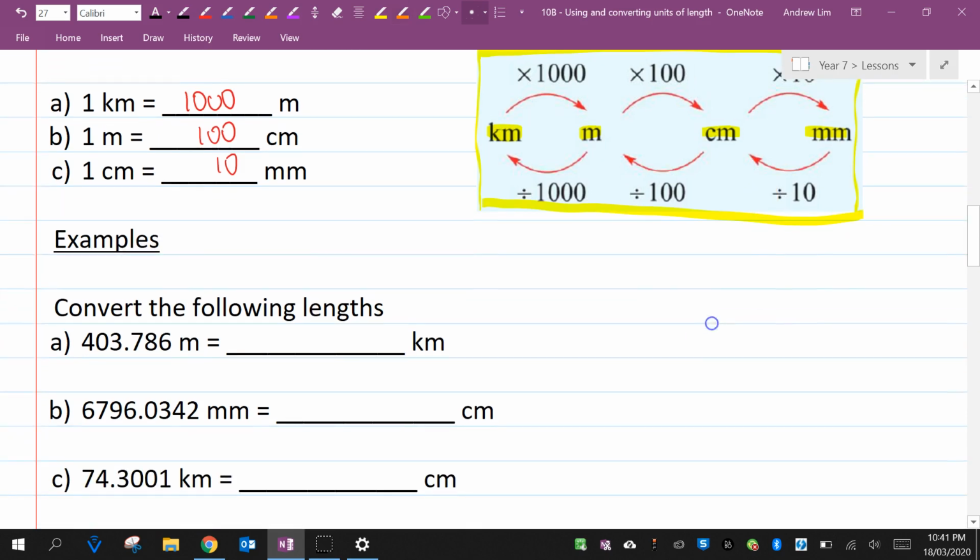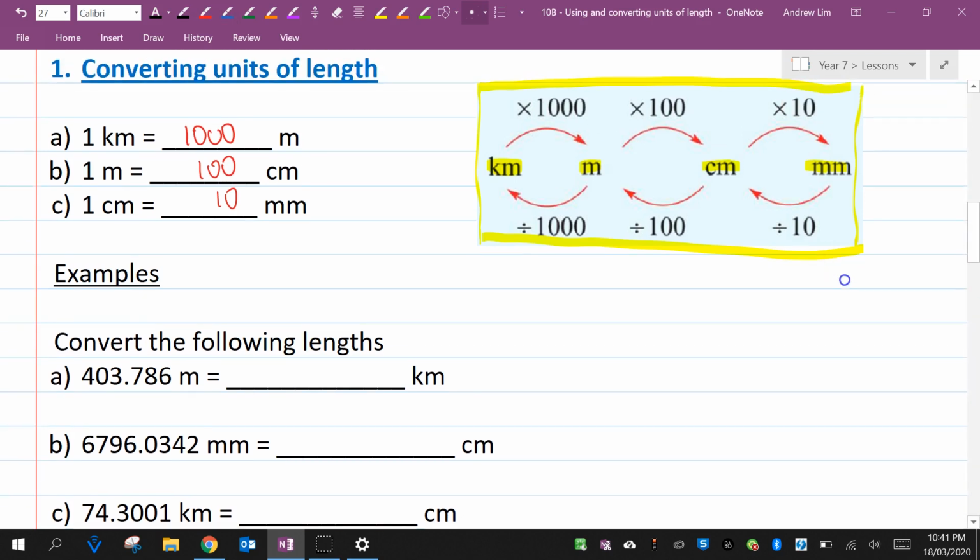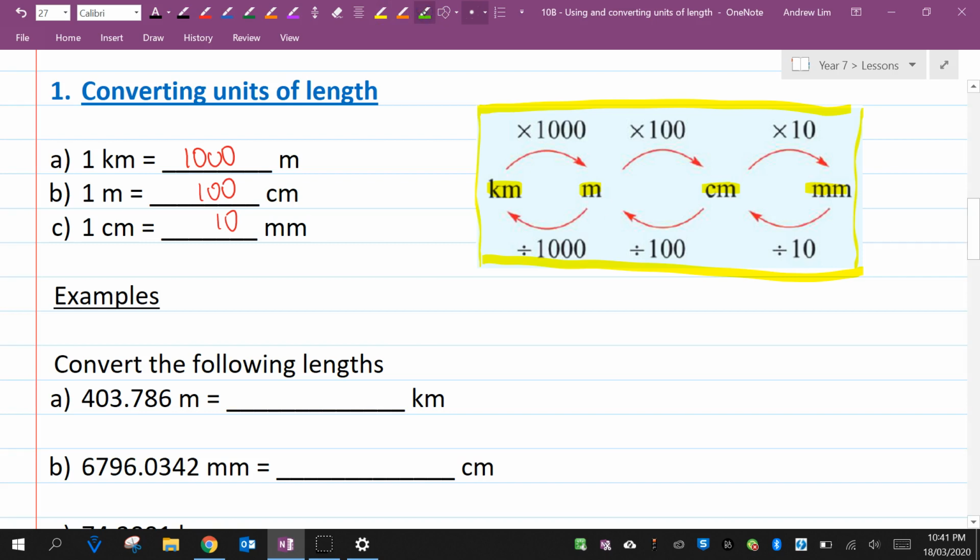So let's have a look at some examples. Here I want to convert the following lengths from 403.786 meters into kilometers. Meters into kilometers. That means I need to follow this arrow. This arrow tells me that I need to divide by 1,000. So if I were to take my 403.786 and divide that by 1,000, all I'm going to do is move the decimal to the left 3 times. 1, 2, 3. That means my answer is 0.403786 kilometers.